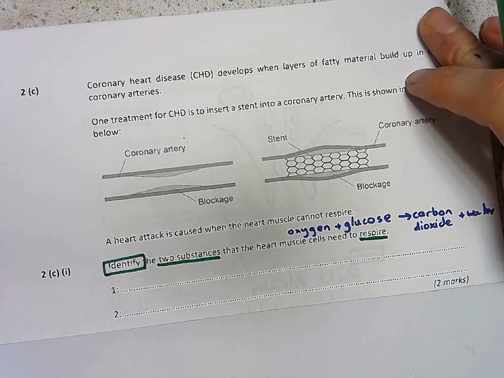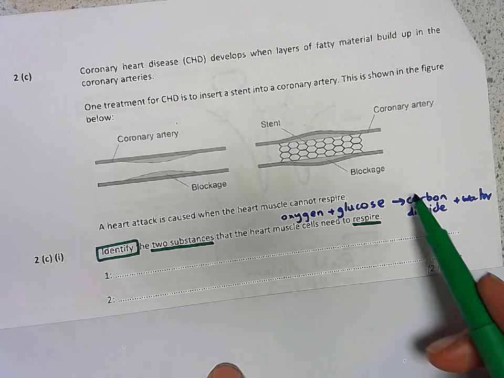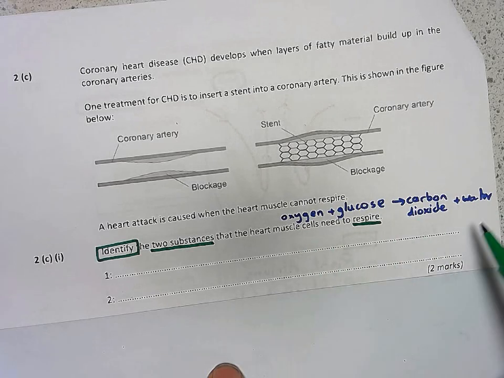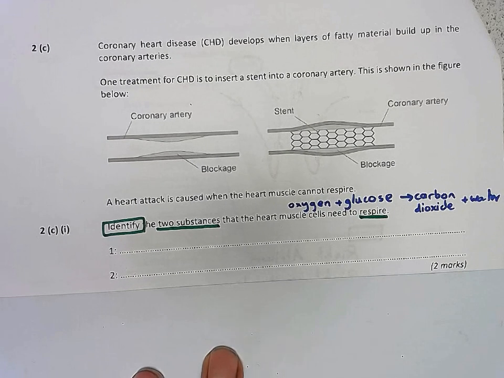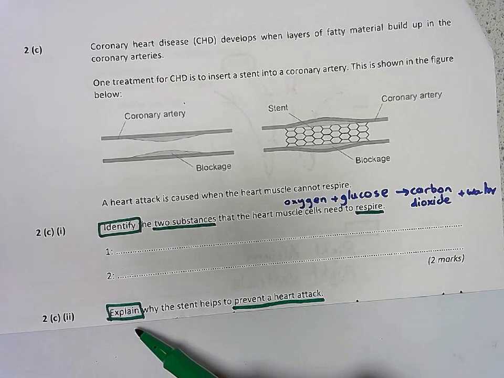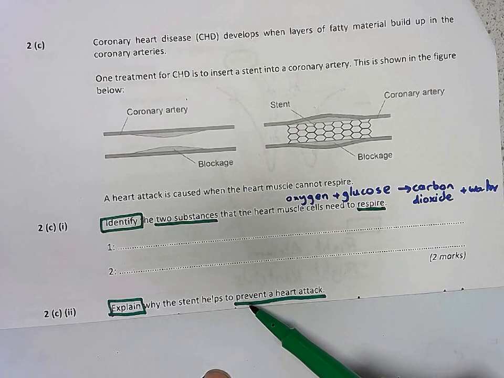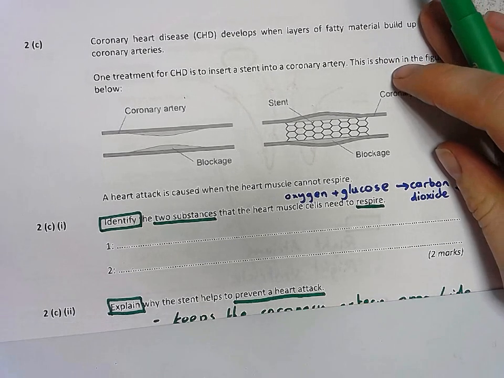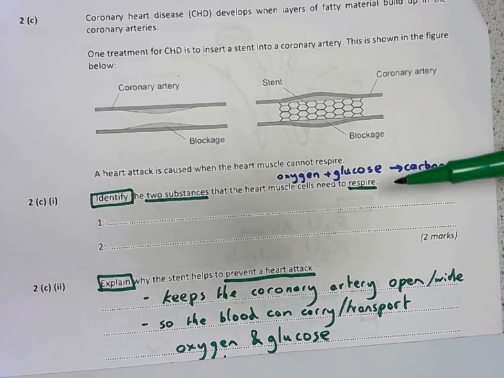Two substances that it needs are going to be oxygen and glucose, because they are the reactants in this equation. So you need oxygen for number 1 and glucose for number 2, or glucose for number 1, oxygen for number 2. Order doesn't matter. Explain why the stent helps to prevent a heart attack, and the reason here is it keeps the coronary artery open or wide.